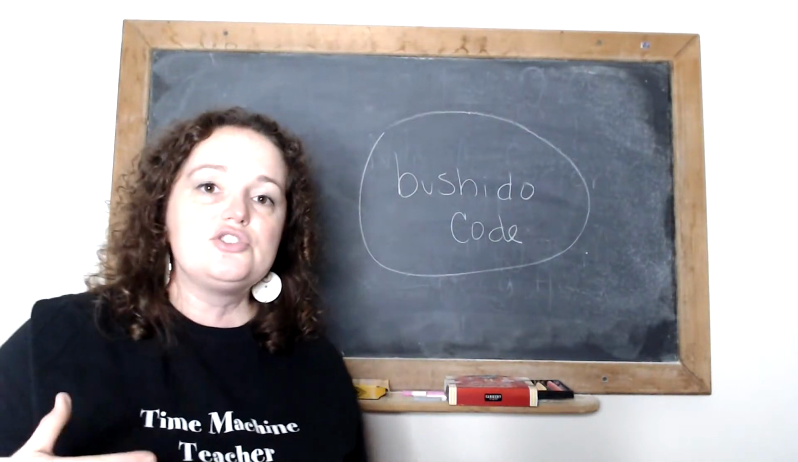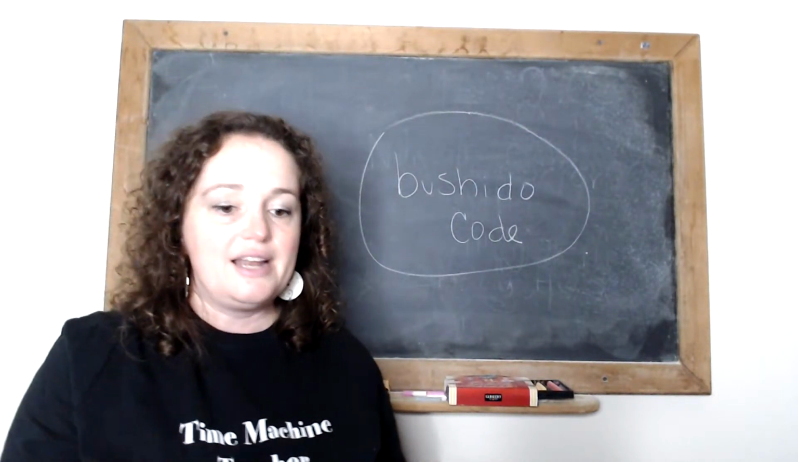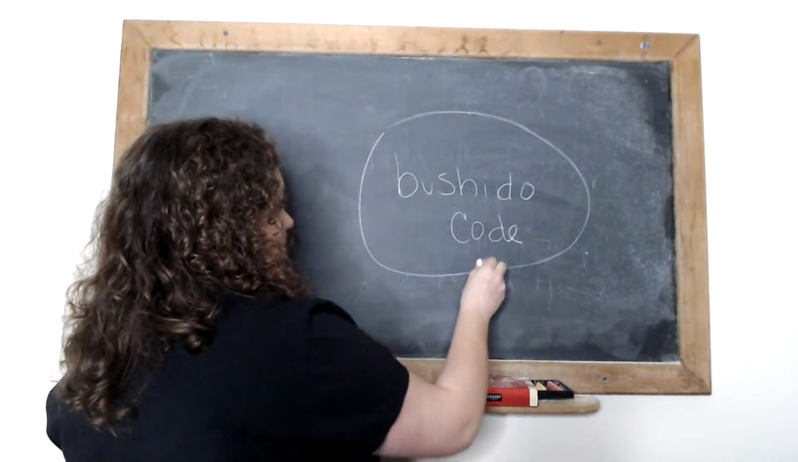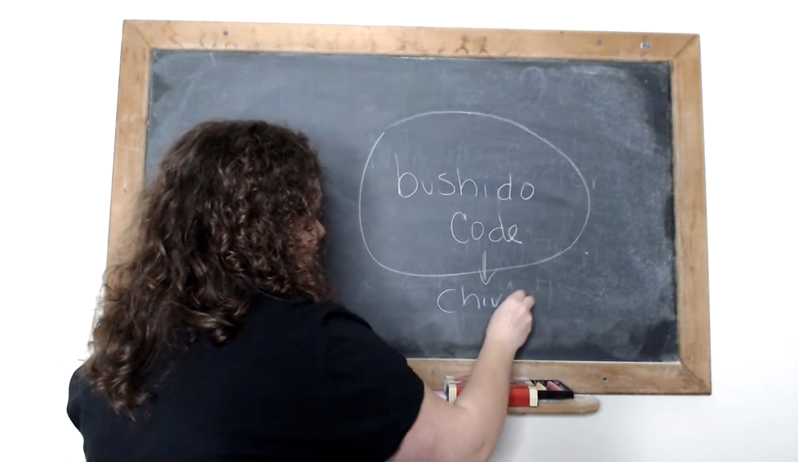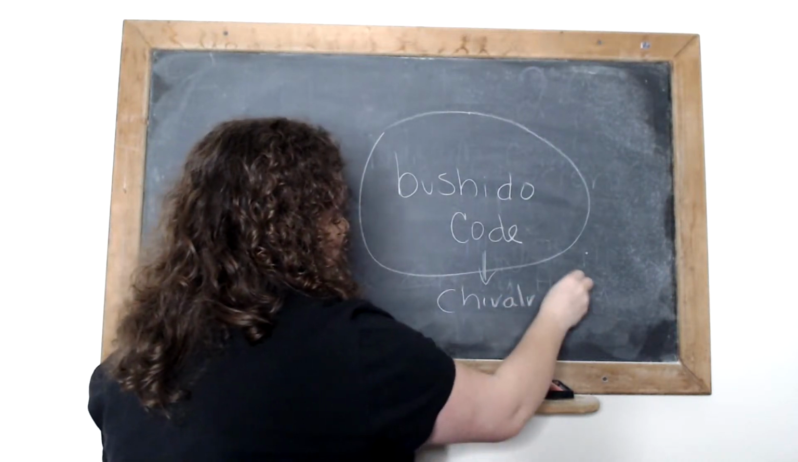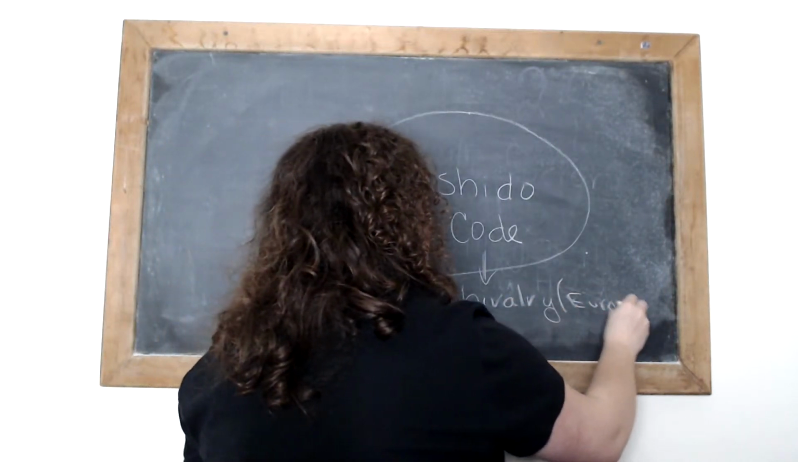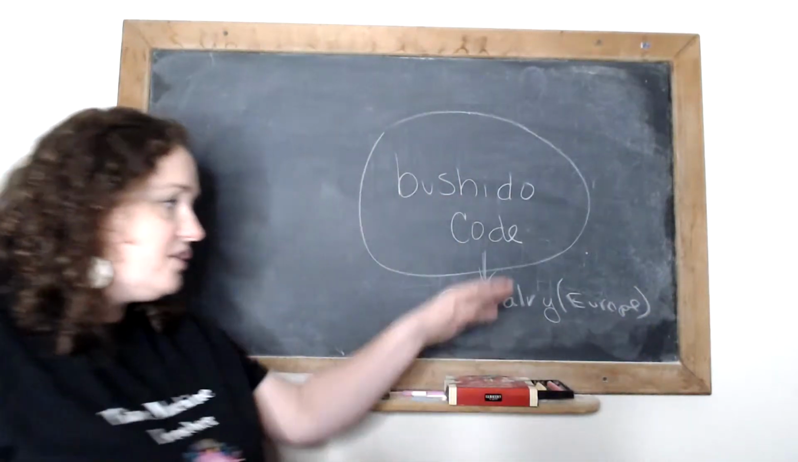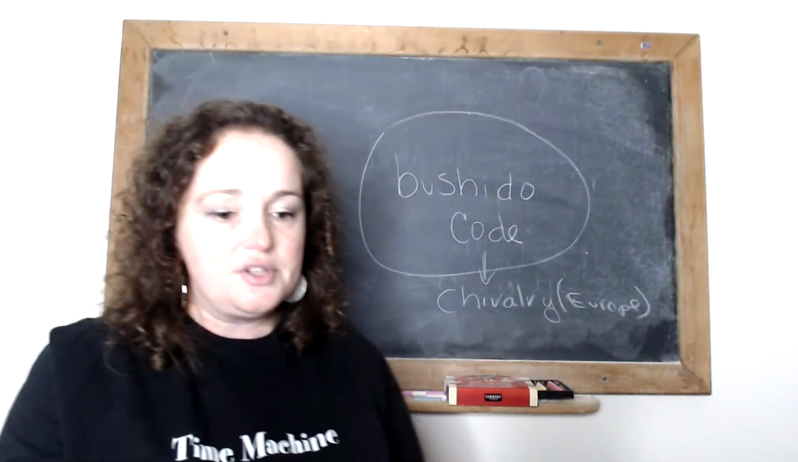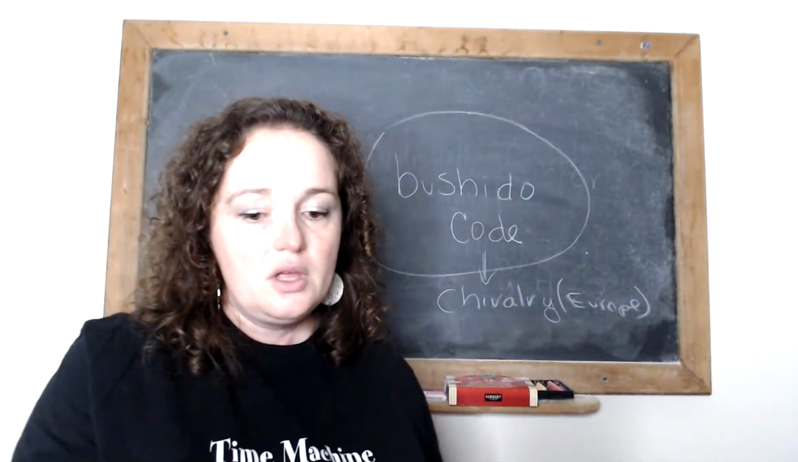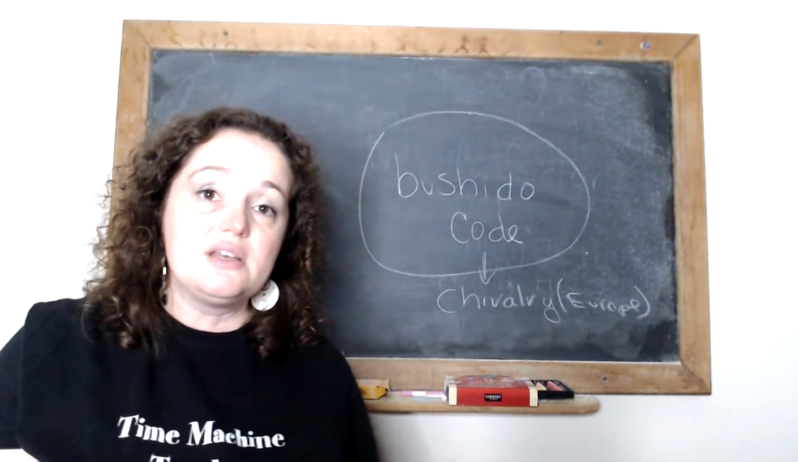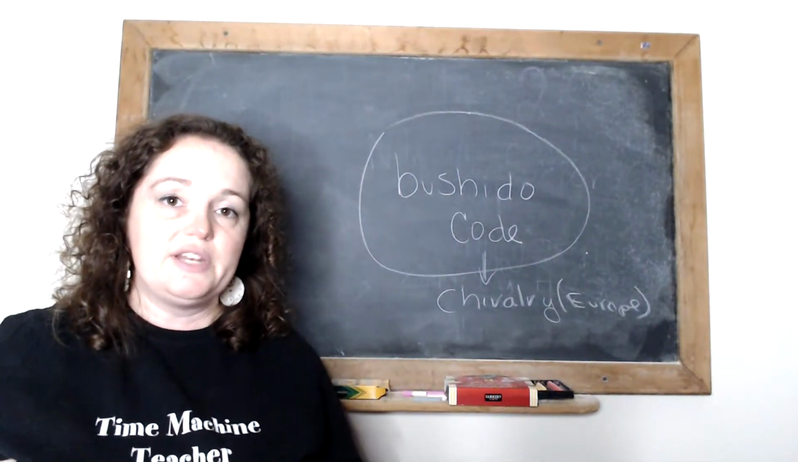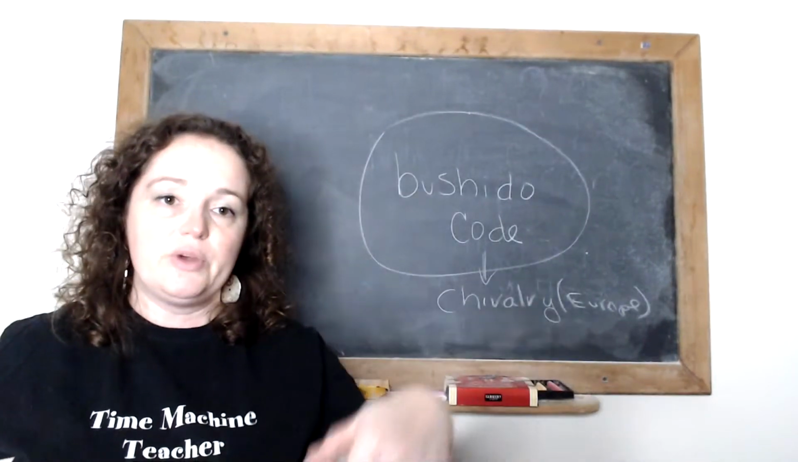It was similar to the code of chivalry for knights. So we're going to put this code of chivalry. That would be in Europe. So if you need to compare the two, this is a really good comparison. Okay. Also remember, in feudalism, there's very little social mobility. You're basically born into where you're going to stay.